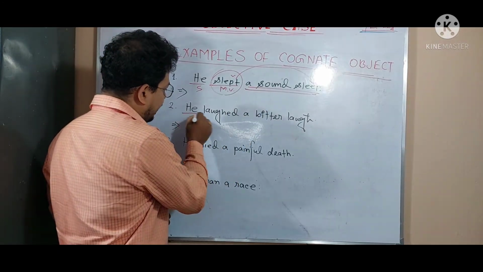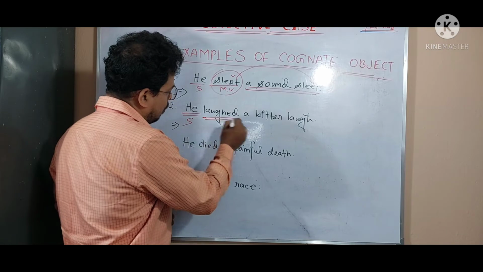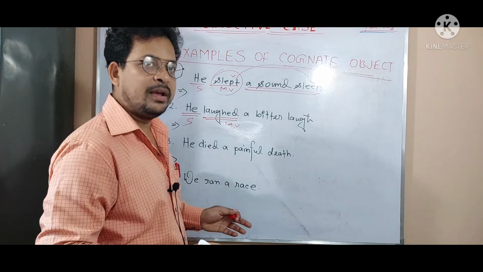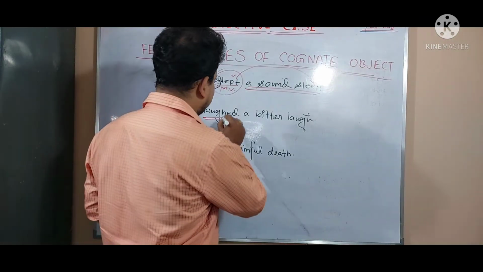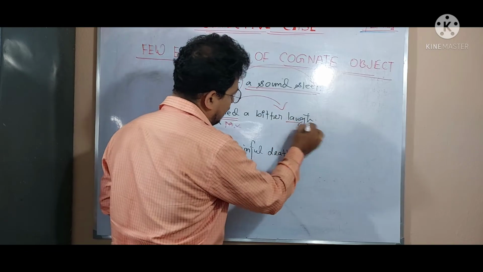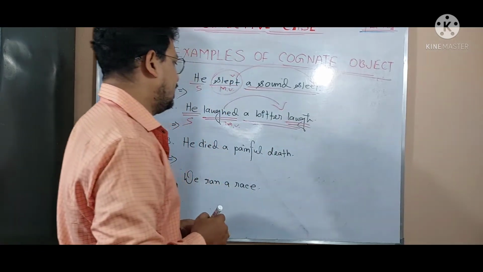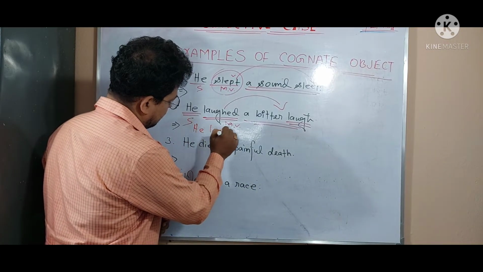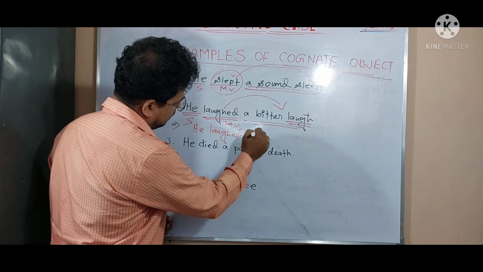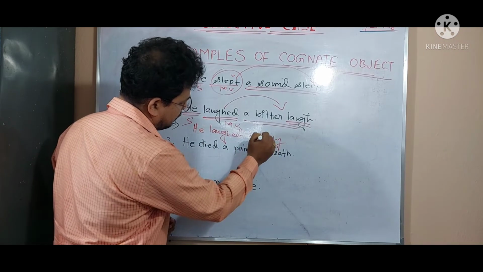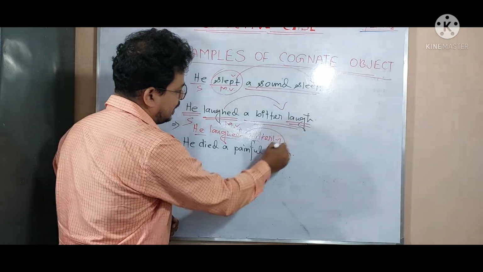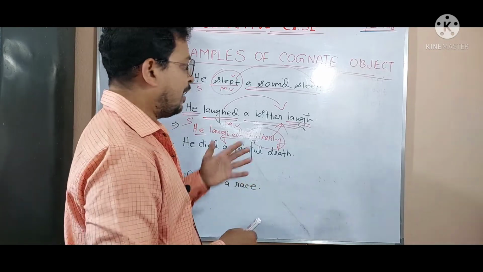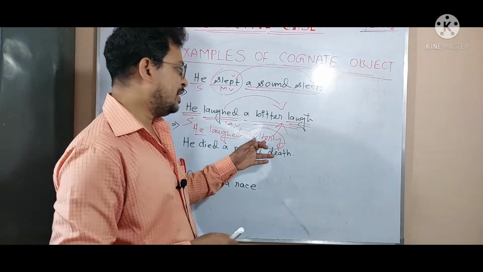Okay, now another example. He laughed, laughed is the main verb. He laughed what and whom? There is no direct or indirect object coming. This is the noun form of laughed, laugh. Which laugh? A bitter laugh. We can write this type of sentence this way: he laughed bitterly. Bitterly is the adverb form. So if I transform it, which type of laugh? A bitter laugh.